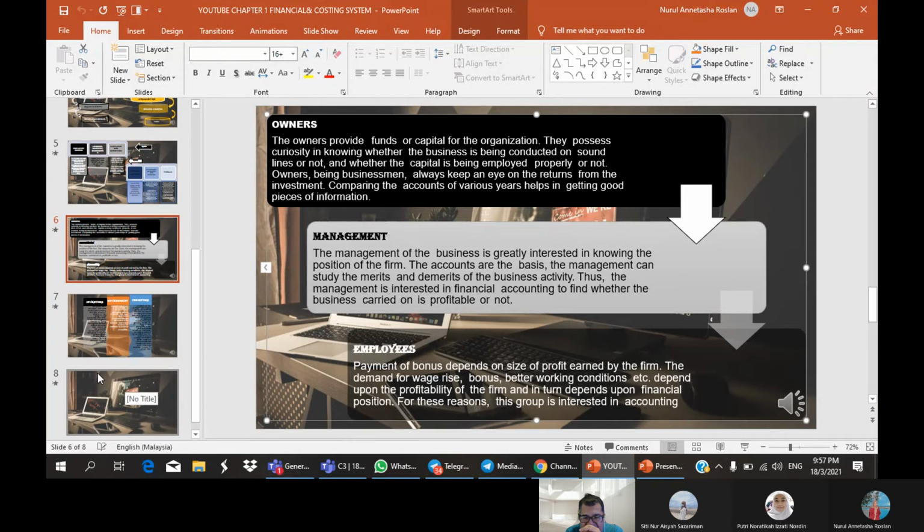Next is management. The management of the business is greatly interested in knowing the position of the firm. The accounts are the basis. The management can study the merit and demerit of the business activity. Thus, the management is interested in financial accounting to find whether the business carried on is profitable or not. Then there is employees. Payment of bonus depend on size of profit earned by the firm.